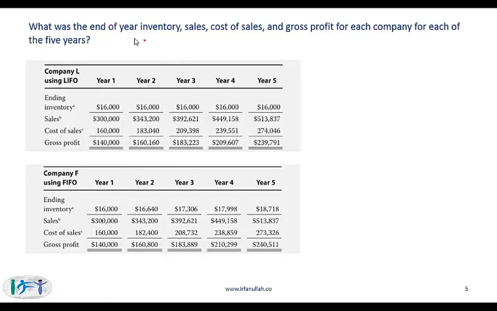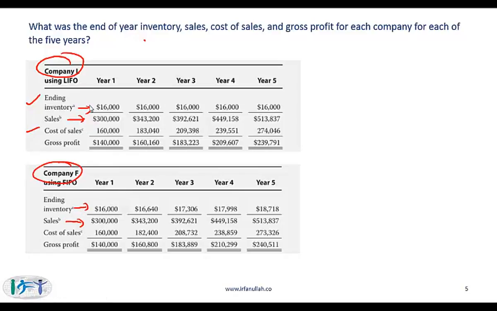Key point is that we are comparing the LIFO company with the FIFO company. And as I described earlier, we are going to look at the impact on inventory, cost of goods sold, and then the impact on profit. The impact based on which inventory method is used. Does it surprise you that the sales numbers are the same for both companies? It should not, because the sales method is not impacted by the inventory valuation method. But ending inventory is going to be different for the two methods.